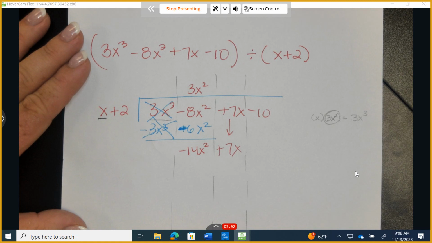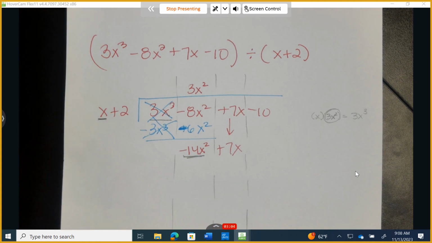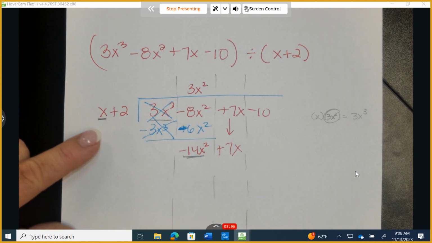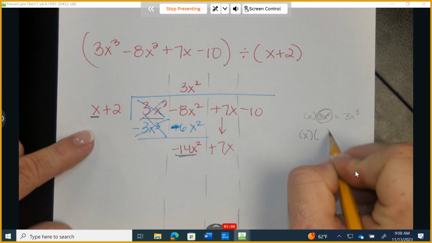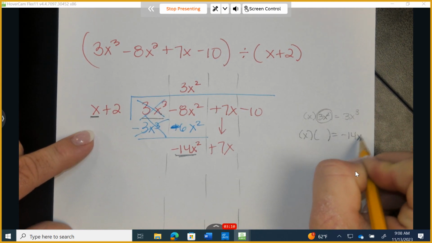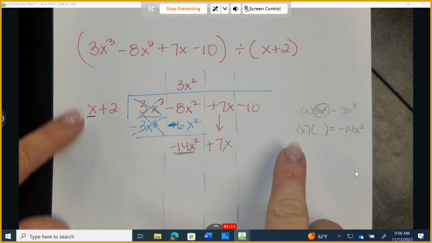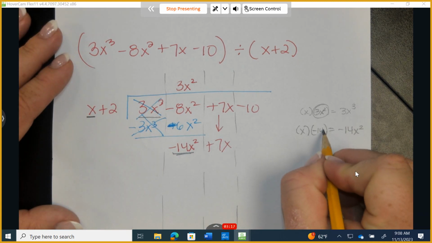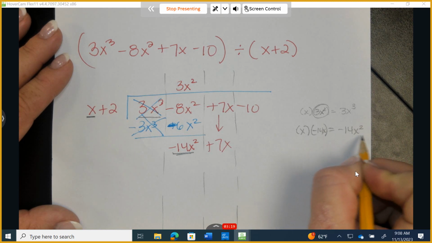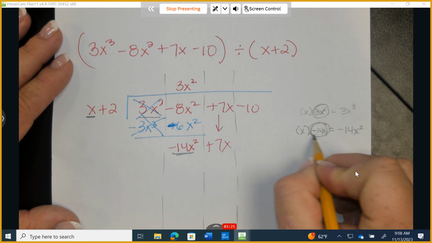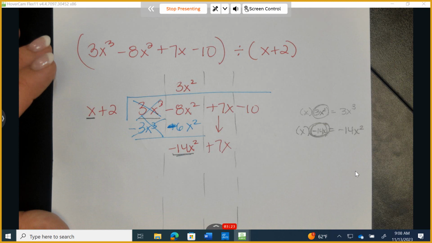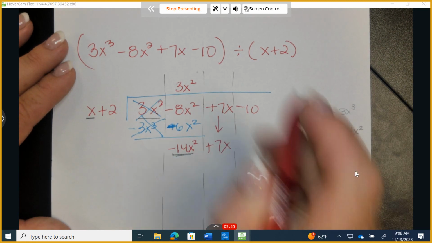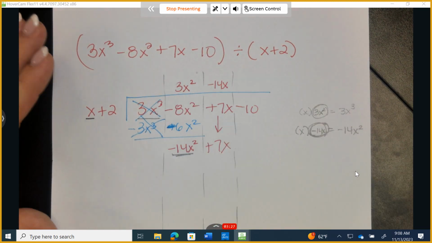I underline the x out front, and I underline the negative 14x squared down below. And I do the exact same thing. I go x times what gives me a negative 14x squared? Okay, that's going to be a negative 14x. If I multiply these, I end up with a negative 14x squared. This is my correct quantity. So again, I come up here, and I'm going to put in the correct quantity of negative 14x.